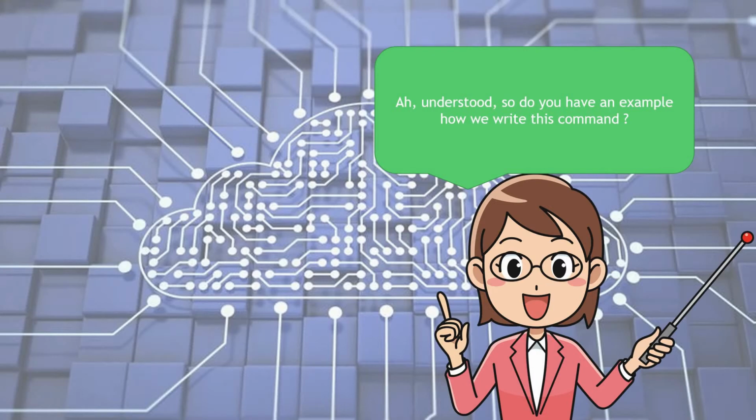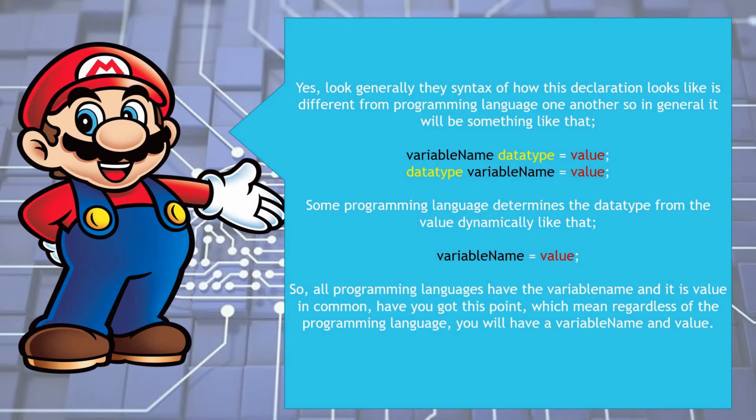So I have a question. Do you have an example of how we write this command? For sure. Generally, the syntax of how this declaration looks is different from one programming language to another. In general, it will be something like the following: you type the variable name, give it a data type, then give it a value. Or you type the data type and the variable name and you give it a value.